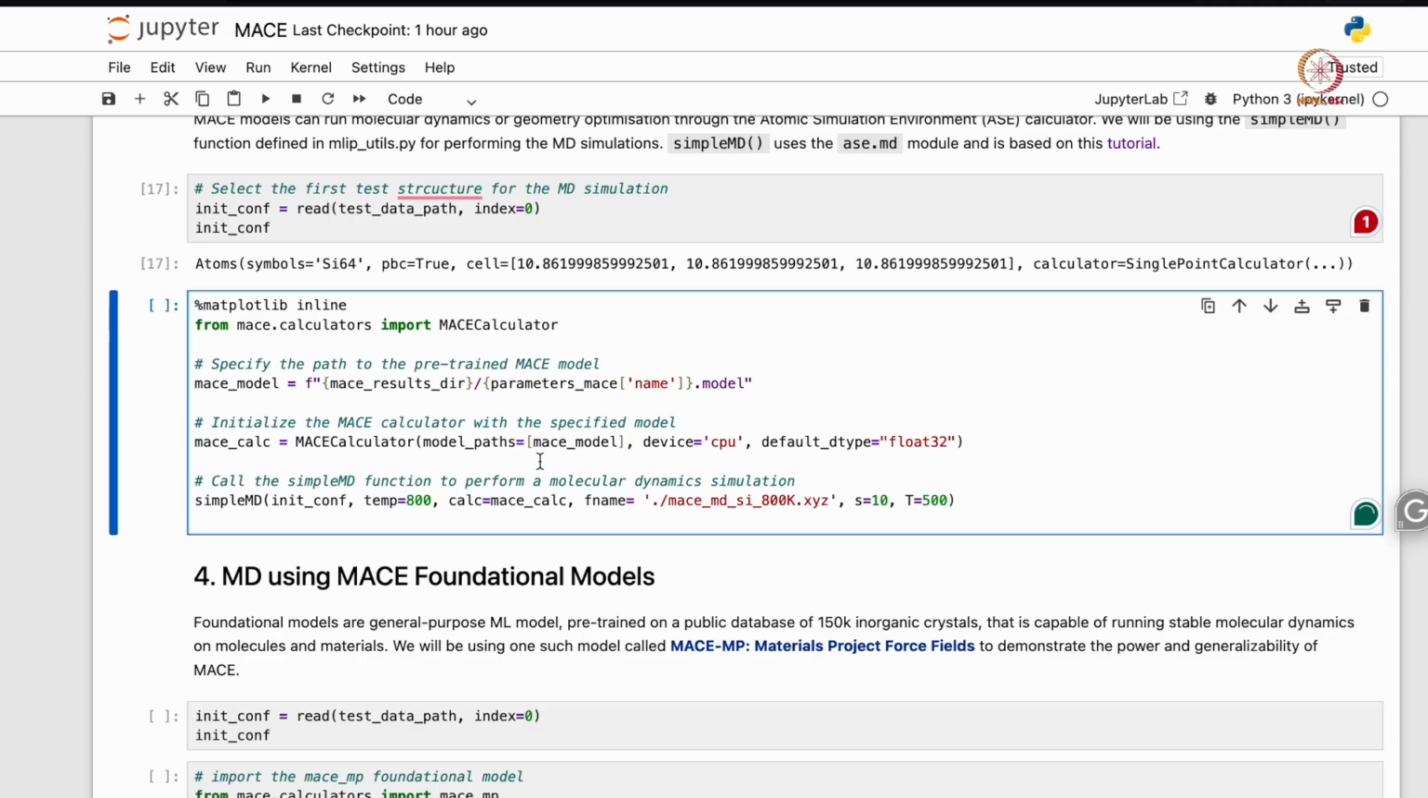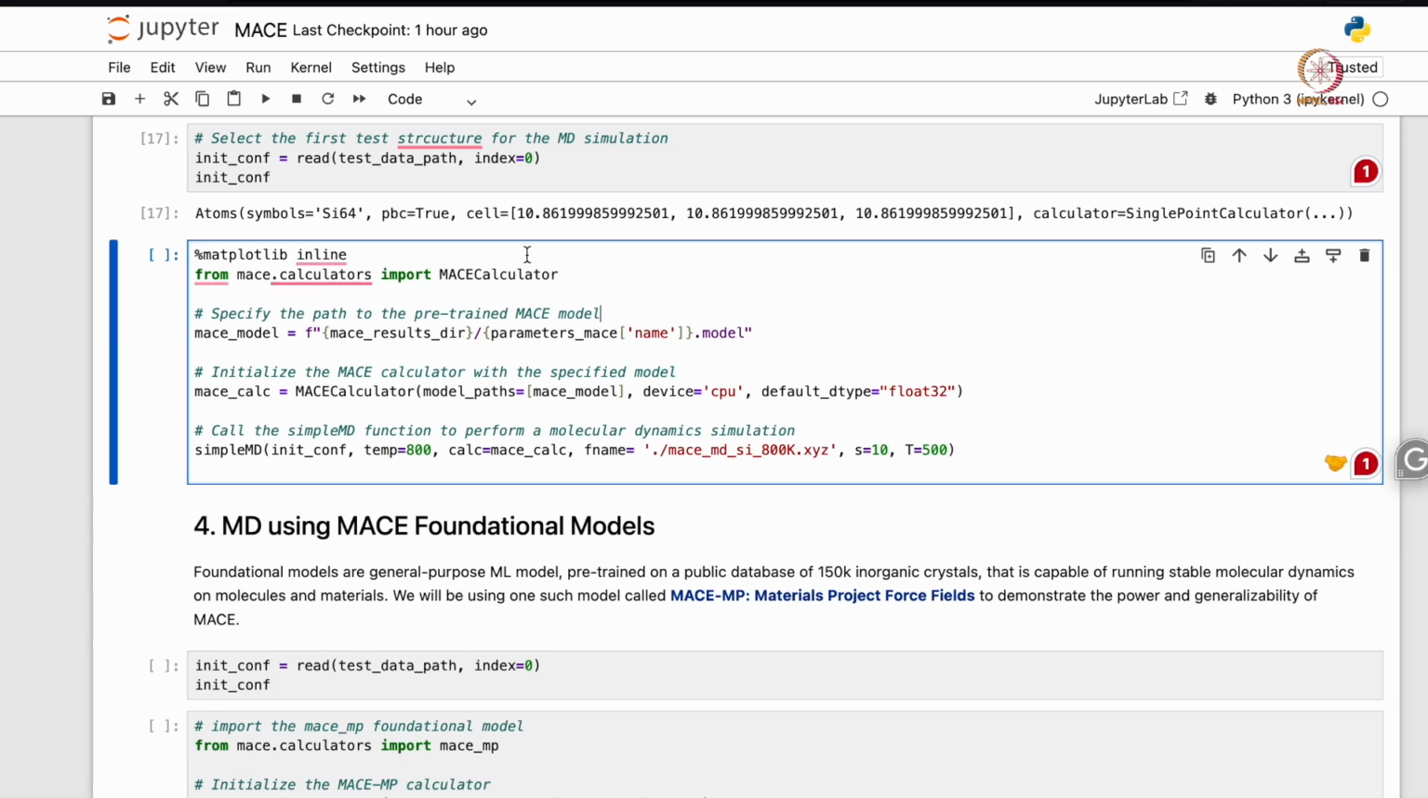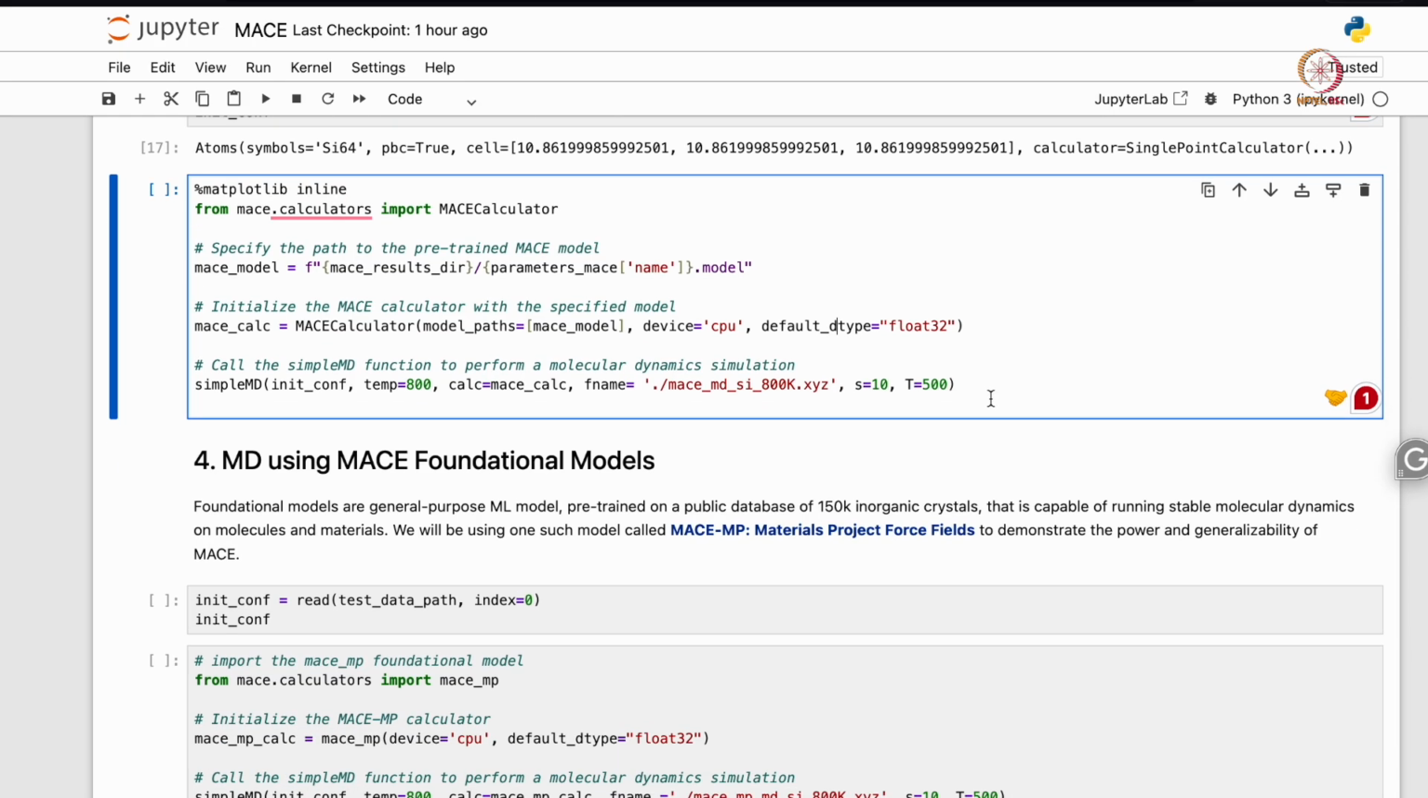And now we import the maze calculator and initialize the model that we have trained, the name of the model. Inside this maze calculator goes our potential. We have trained the potential, and we are giving the potential to the back end of the calculator. The calculator will use CPU with default data type as float32.